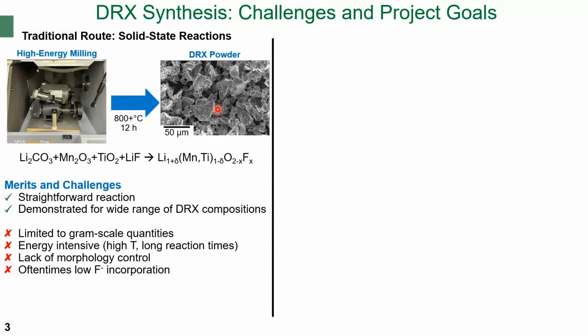So this is a straightforward synthesis platform. It's been demonstrated for a wide range of chemistries, but it creates some challenges when you start looking at scalability. Because of the intense energy requirements, especially from that initial milling step, this is limited to gram-scale quantities. It's really hard to do this in kilogram and larger batches that are needed for practically relevant applications. And also due to the aggressive mechanical milling nature here, you don't have much control over the final particle morphology. So this has implications in terms of the powder tap density and also the electrode's volumetric energy density.